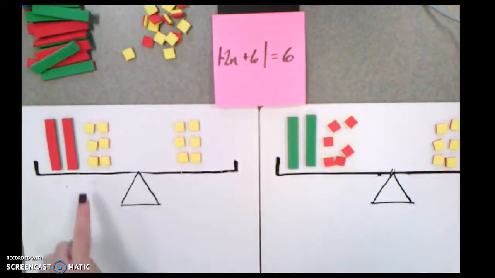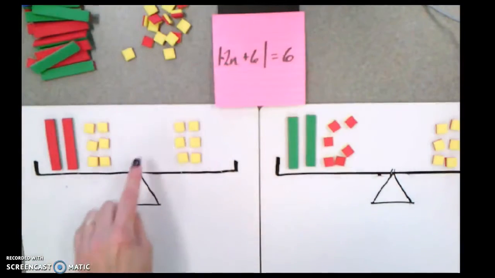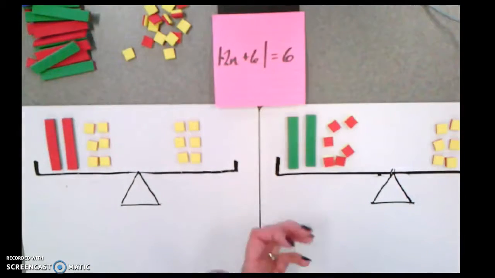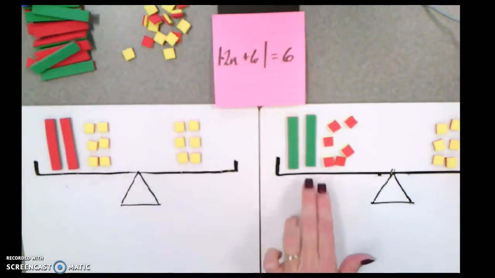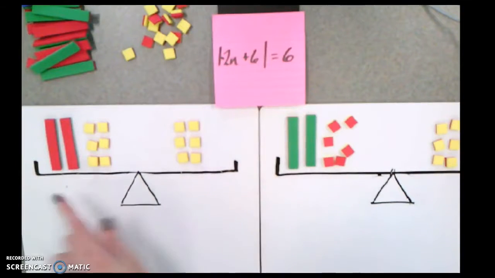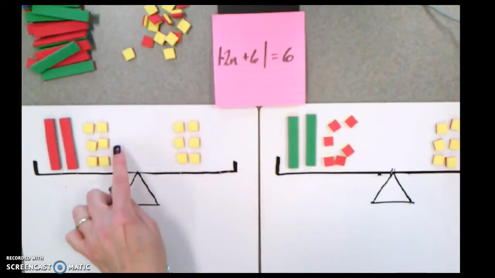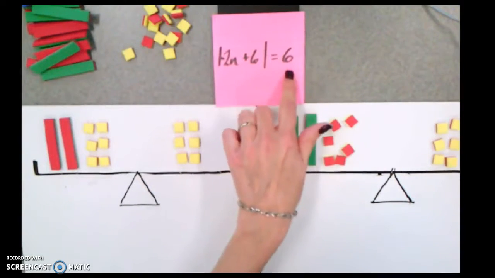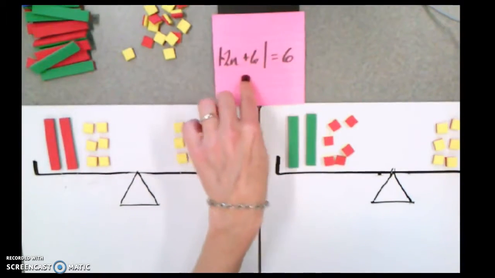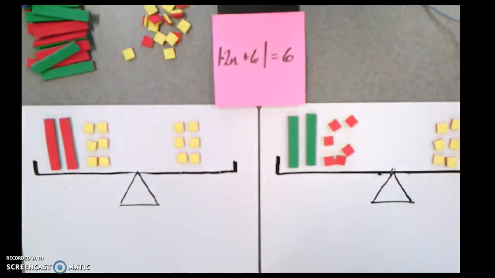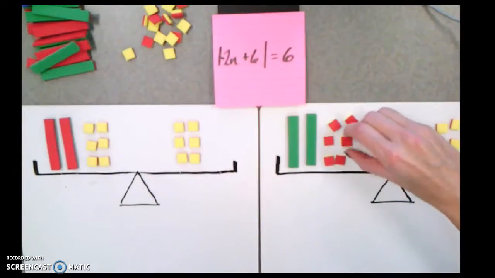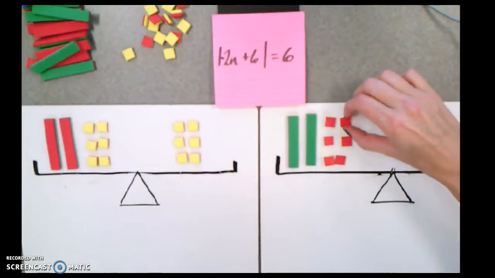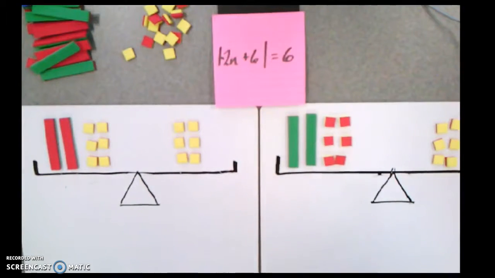So here's what I've got. I've got negative 2n plus 6 equals 6 set up, and then the opposite. If you'll notice, all I did was make my red variables green, and my positive units over here I made them red, and of course outside of the absolute value sign it stays the same. So the first time around with algebra tiles, I would have the kids solve it just with the tiles.